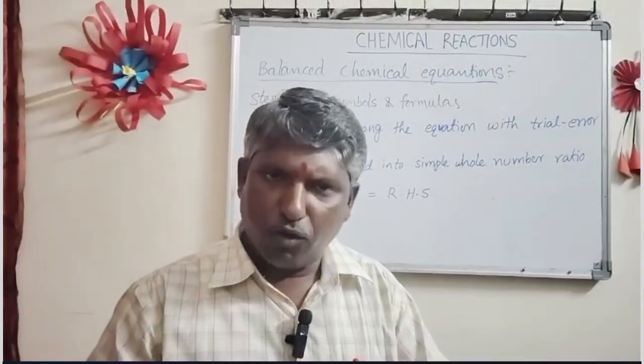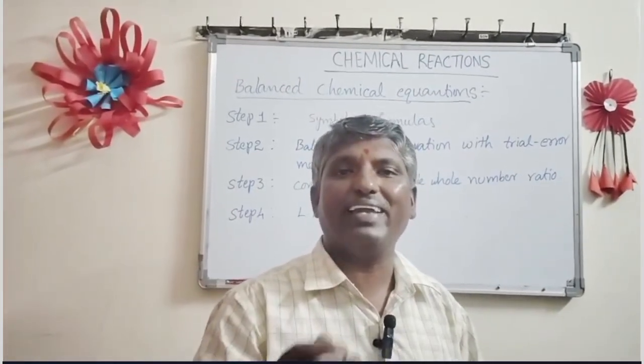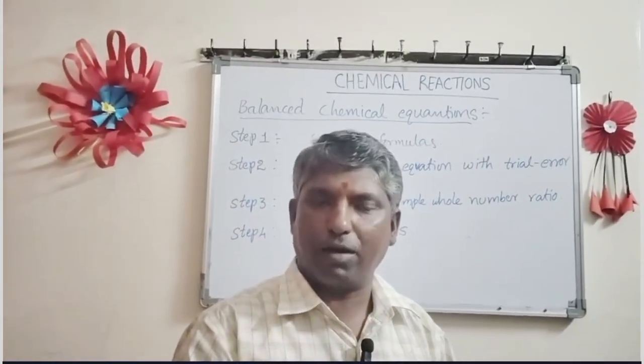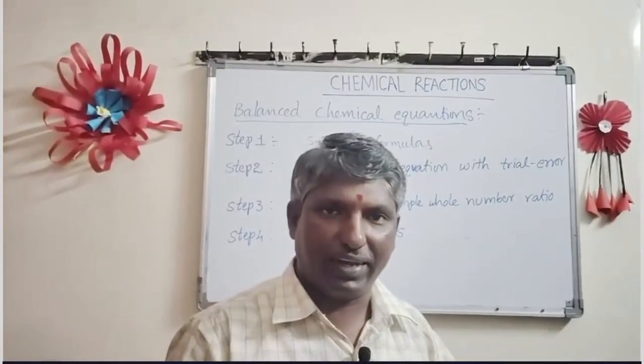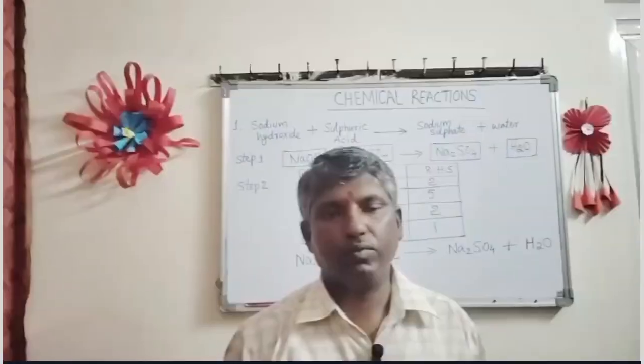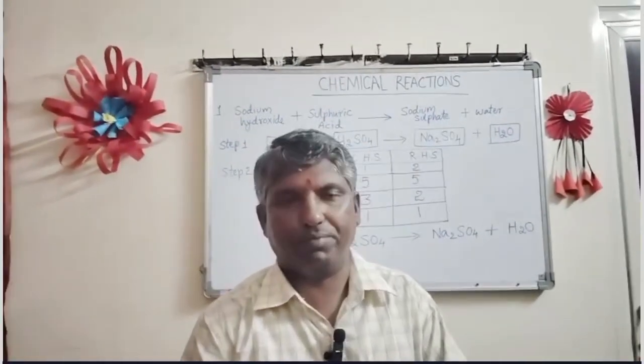An equation without balancing is simply called a skeleton equation. It means that using the trial and error method, a skeleton equation is changed into a balanced chemical equation. Now I will explain one balanced chemical equation.